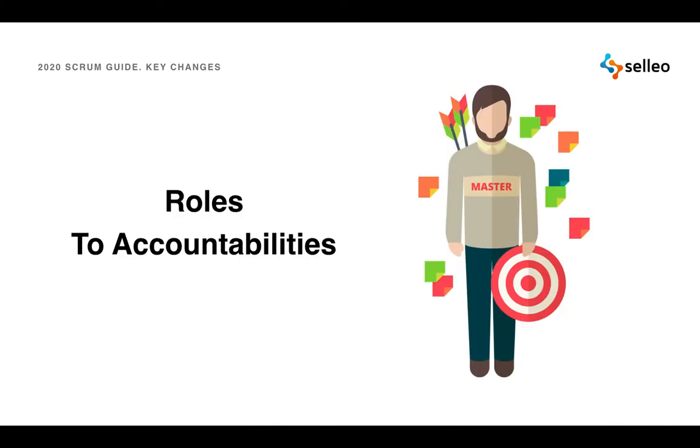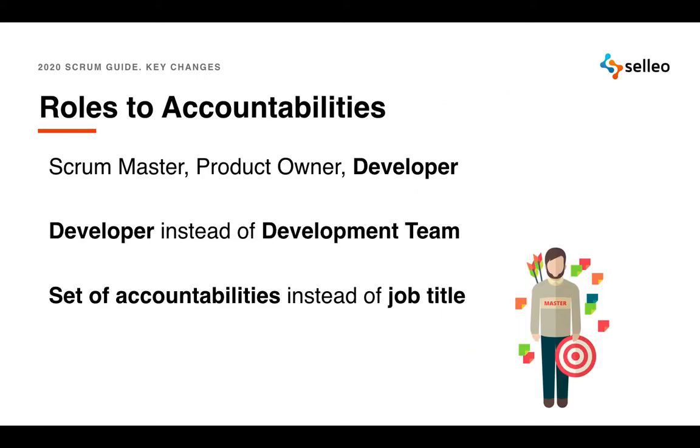In the newest release, the term role was replaced with accountabilities. The purpose of this change was to put special emphasis on the fact that it is not a job description, but rather the minimum set of responsibilities necessary to implement Scrum successfully. These accountabilities are split into three groups: Scrum Master, Product Owner, and Developer.